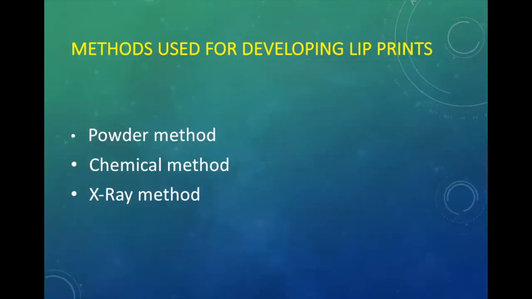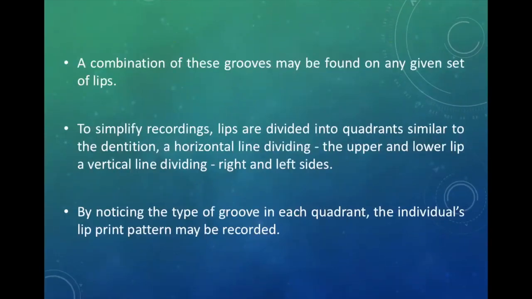The methods used for developing the lip print are the powder method, chemical method, and X-ray method. A combination of these groups may be found on any given set of lips. To simplify recording, lips are divided into quadrants, which is similar to dentition. Like we draw a horizontal and a vertical line: the horizontal line divides the upper and lower lip, and the vertical line divides the right and left side. By noticing the type of groove in each quadrant, an individual's lip print pattern can be recorded.